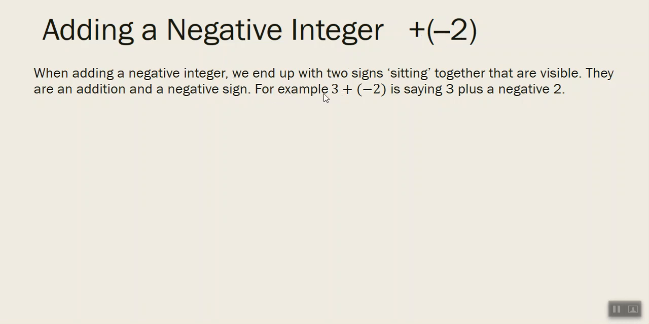Now we've got another example down here. For example, we've got this is saying 3 plus a negative 2. And that's why we have brackets around that negative 2, just to help us to see more clearly that it's actually saying a negative 2. We are not saying add and subtract 2. We are saying 3, add or plus a negative 2.